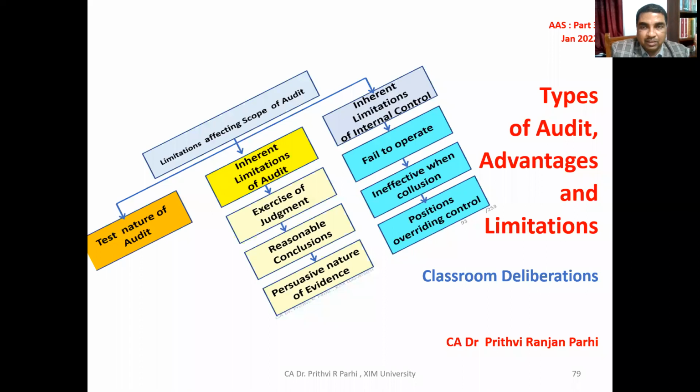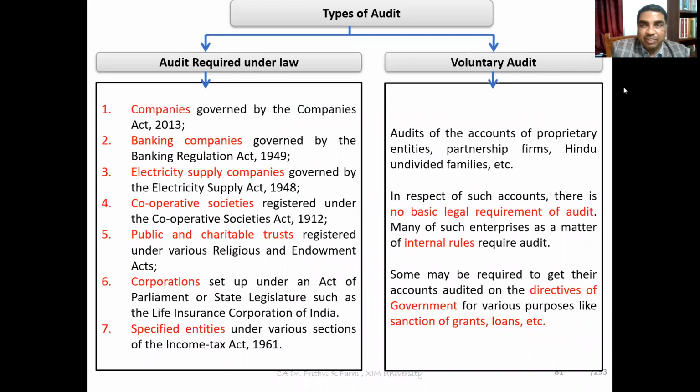Let me share the screen with you right now. So coming to types of audit, as you can see, these are the list of some audits which are prescribed under law. Just have a look at all this. As you can see, audits required under law and voluntary audit. Audits required under law, if you see, first of all, all the companies are required to get their accounts audited. So that is the requirement of the Companies Act. The Companies Act ensures that every company's financial statement gets audited.